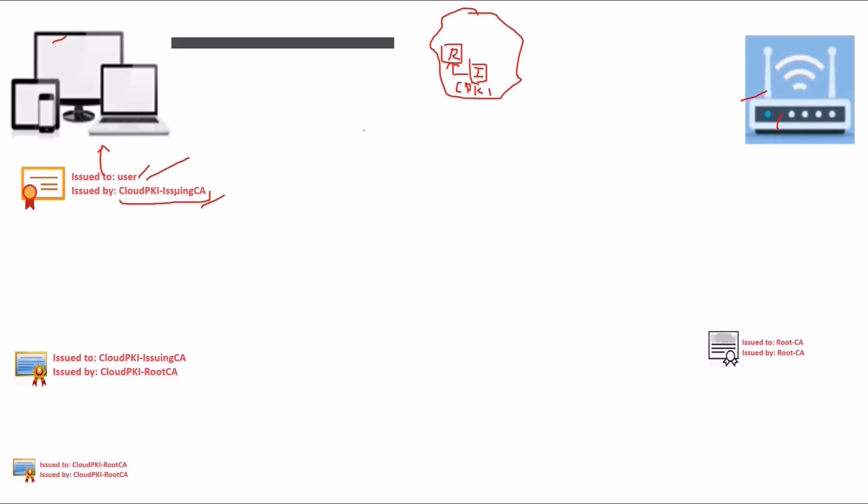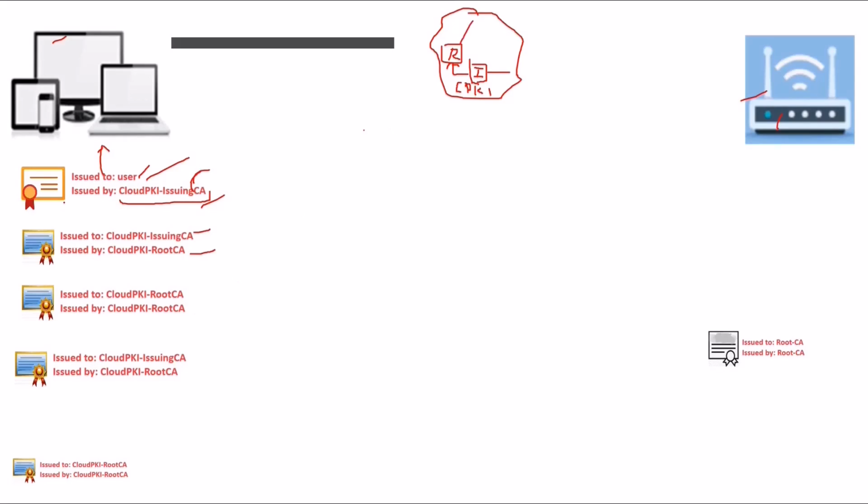So it is only going to trust this Cloud PKI issuing CA certificate if it has the entire chain of this certificate. As I said, this is the issuing CA and this is the root CA, right? So this device needs to have the entire chain. What is going to be the entire chain for this certificate? First, the certificate which is issued to the issuing CA, which is this, and issued by the root, which is this. And the second is the certificate issued to the root, that is this one, and issued by the root itself, which is the self-signed certificate, right? So there are two certificates.